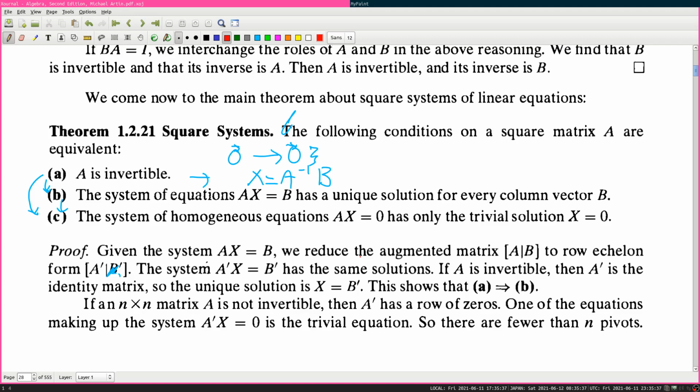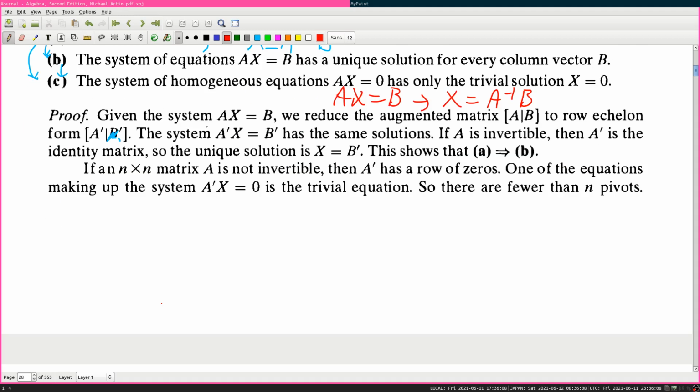So if A is invertible, we can reduce it down to here is x, here is B prime. So if A is invertible, so we have AX equals B, then x equals A inverse B. Well, this is going to be a column vector. And it's a unique solution. That shows that A implies B.